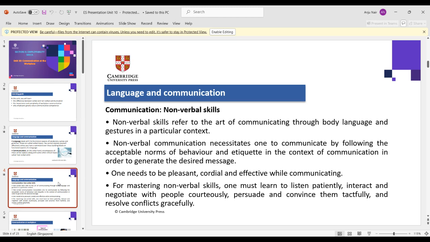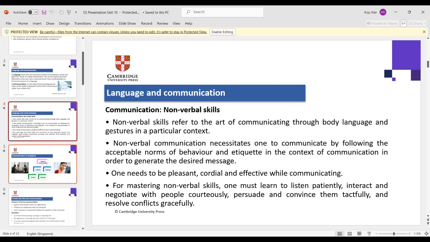Even with non-verbal skills, you can persuade people. Show that you are courteous enough. You can convince people tactfully and resolve conflicts, everything through the use of body language or non-verbal skills. But it is along with words. Both words coupled with body language, because your body language communicates a lot. Even silence communicates.